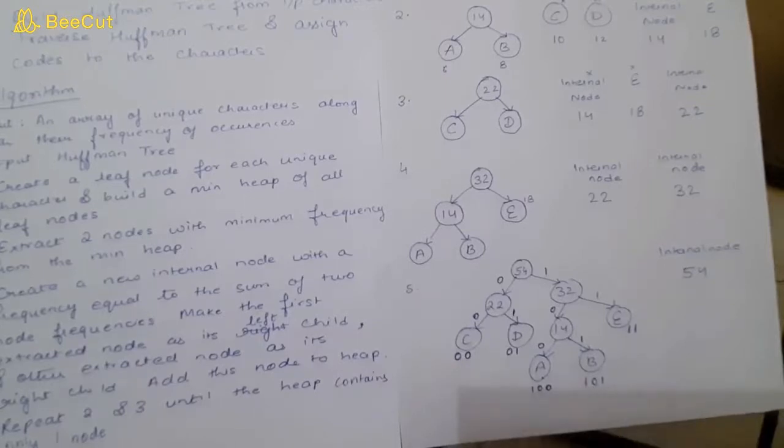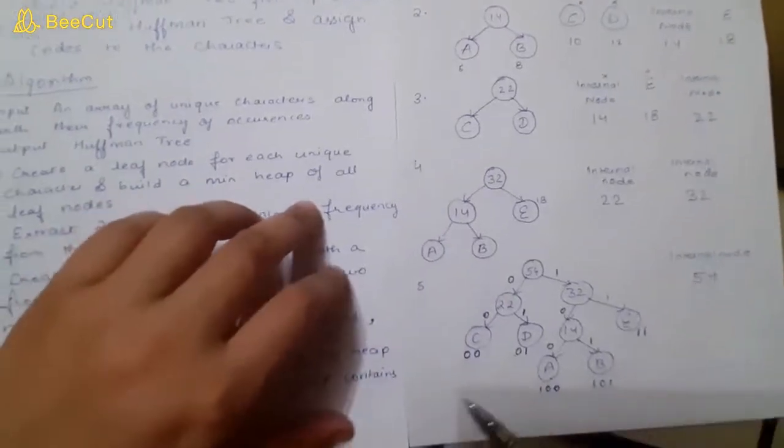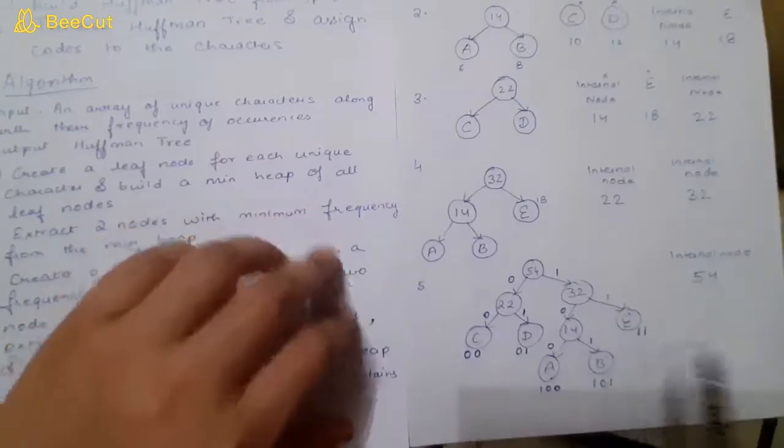So that is the concept of Huffman encoding, that you have to use fewer bits to represent the symbols which are occurring more frequently, and you can use more bits to represent the symbols which are occurring less frequently. Okay, I hope you must have understood how to calculate the code for each symbol.